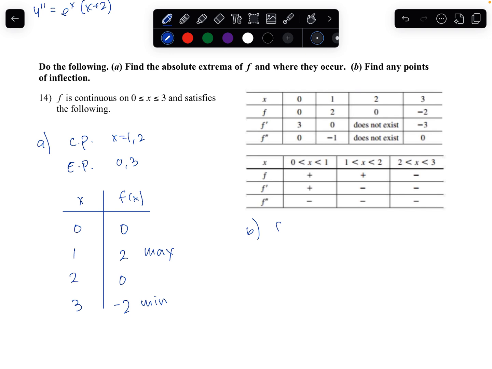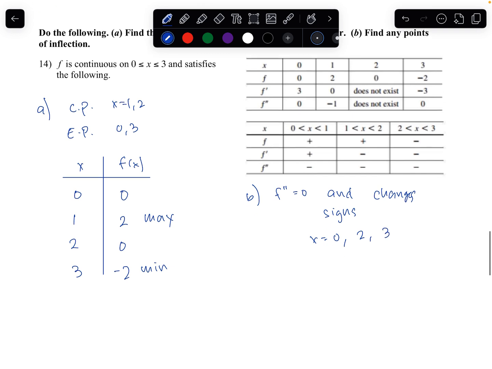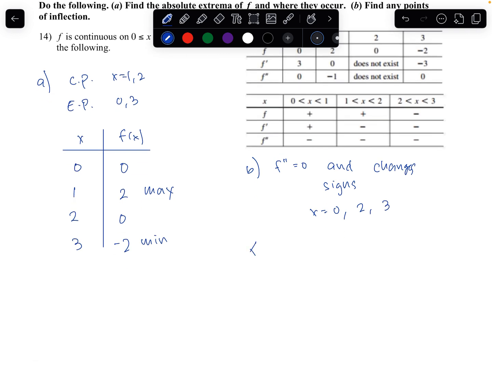And then for B, find any points of inflection. Points of inflection are when the second derivative is equal to 0 and changes signs. So when does the second derivative equal 0 or undefined? It looks like we have all these right here. So we'll say x equals 0, x equals 2, and x equals 3. And then we just have to verify that they change signs.